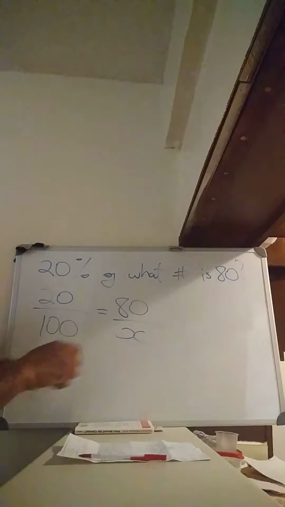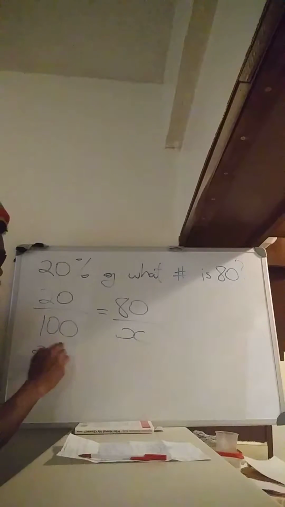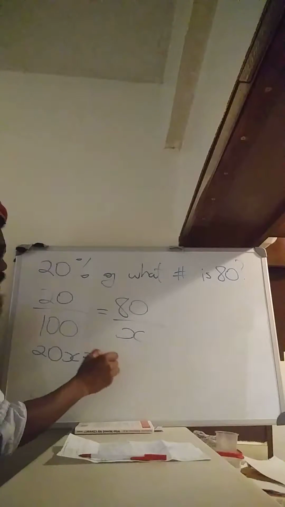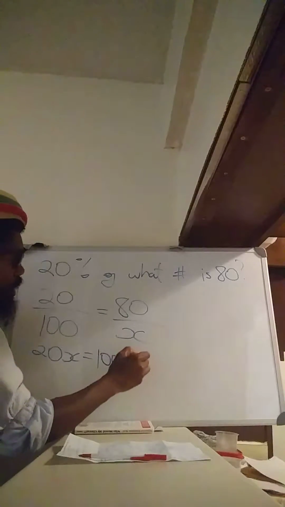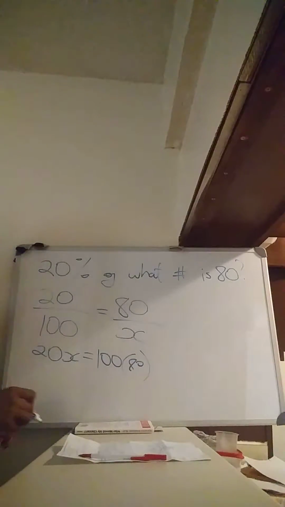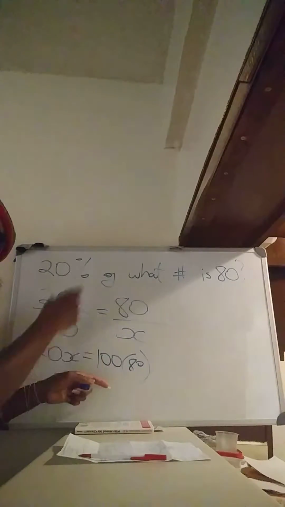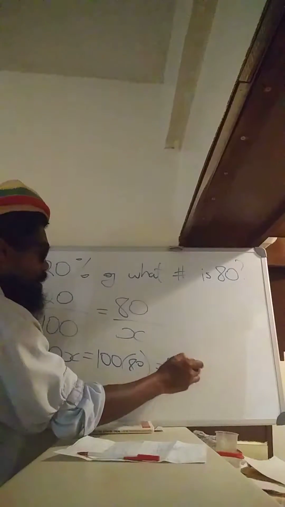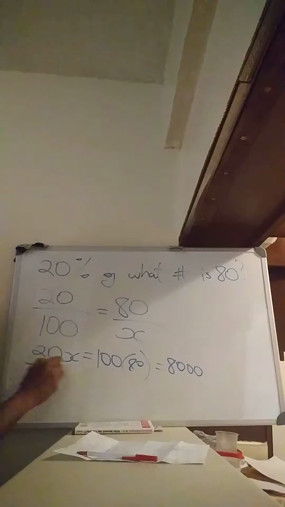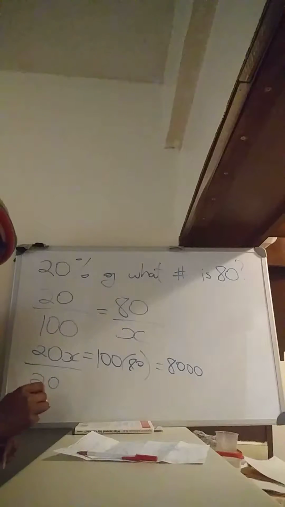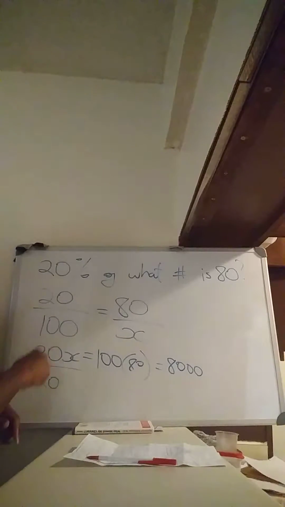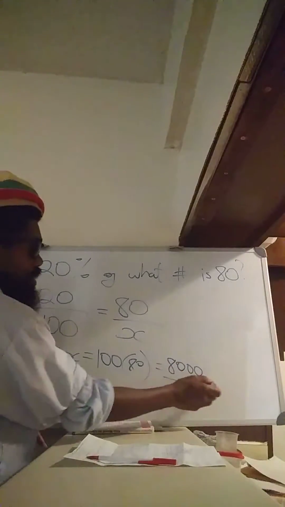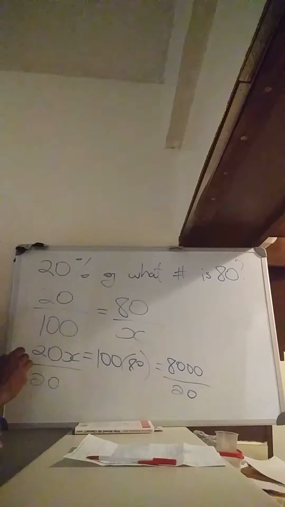All right, so we're going to have 20x equals 100 times 80. And what's 100 times 80? It's just going to be 80, and then you put the two zeros next to it, right? So that's going to be 8,000. So therefore, to get the x by itself, we're going to divide by 20, because previously we're multiplying by 20, yes? Okay, so there we have it.